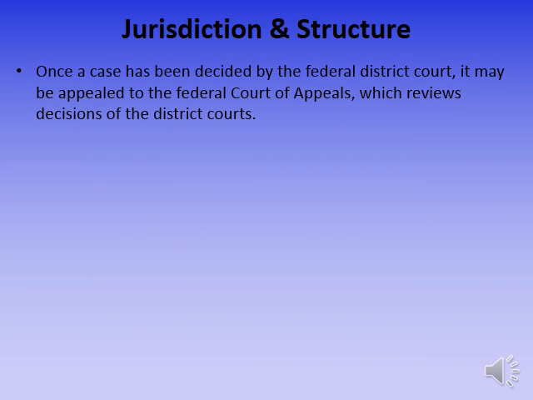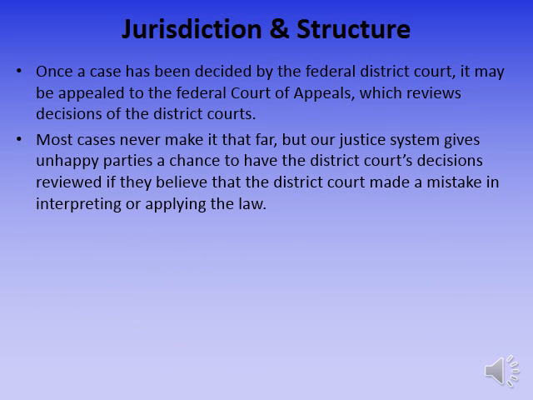Once your case has been decided by the federal district court and you had a trial, and the judge entered a judgment or whatever, it may be appealed to the Federal Court of Appeals, and that court reviews decisions of the district courts. Most cases, though, never make it to an appeal. But our justice system gives unhappy parties a chance to have the district court's decisions looked at by that appellate court if they believe the district court judge made some kind of mistake in interpreting or applying the law. And certainly, we want to have a chance to correct mistakes, and nobody's perfect.